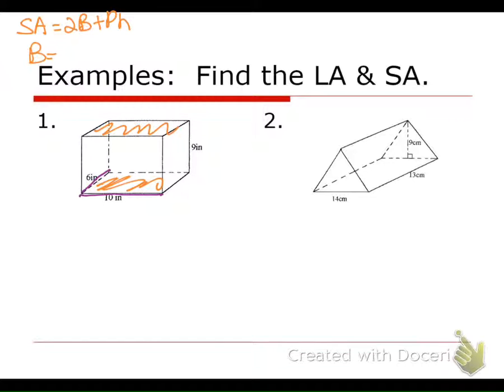It's going to be 6 inches times 10 inches, which is a total of what? 60 inches squared. Okay, we also need to know the perimeter of our base. Perimeter, remember, is like the fencing or the edging you're buying to put around your room. So we're adding them all up. So that is when we do 6 plus 6 plus 10 plus 10. What do you get there?